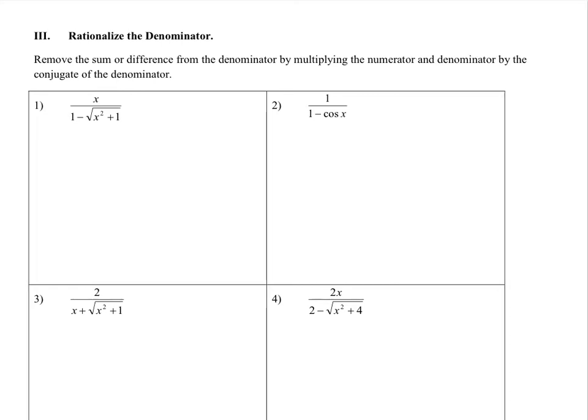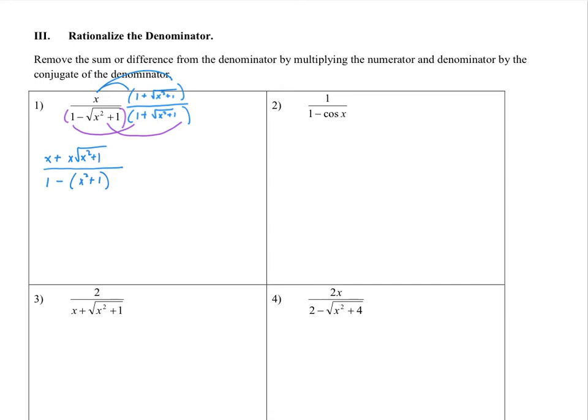So in order to rationalize the denominator, we need to multiply the numerator and the denominator by the conjugate, which is 1 plus the square root of x squared plus 1. In multiplying the denominator, we can use the first-last technique. So in the denominator, we will get 1 minus the quantity x squared plus 1. In the numerator, we could distribute the x to get x plus x times radical x squared plus 1.